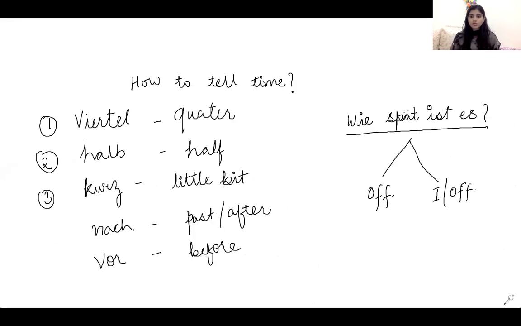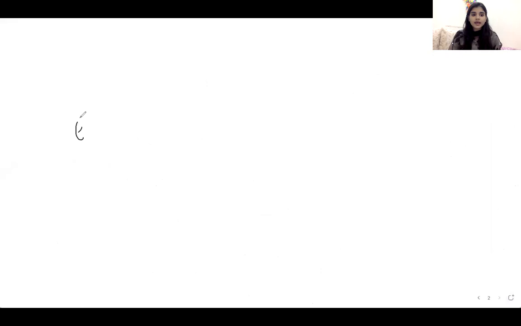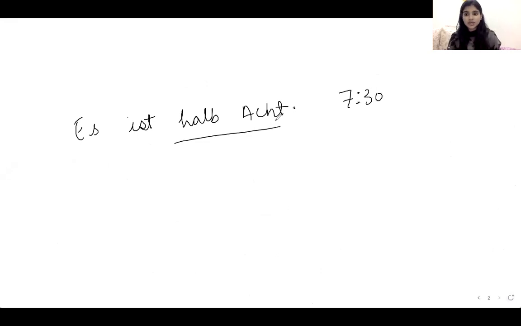Halb acht means 7:30. And what does that mean? Once you learned halb acht, if you are saying es ist halb acht, what does that mean? 7:30. So in German you say it is already half 8. You do not say that 30 minutes have passed since 7. Now after this it is going to be 8 soon. So in context of 8 you say that it is already half 8. To say 7:30 in German, what you say? Es ist halb acht. It is half 8 already. Es ist schon halb acht.